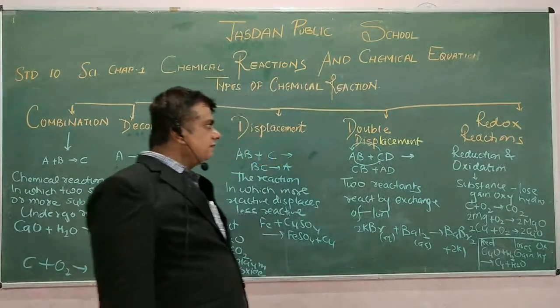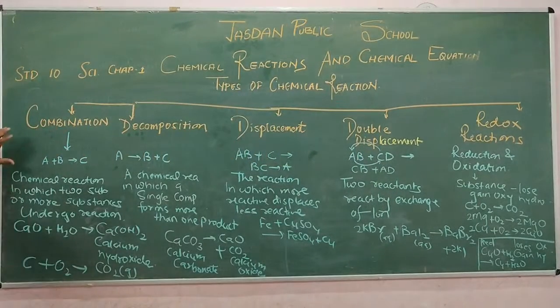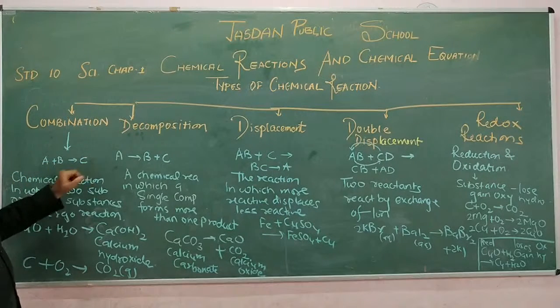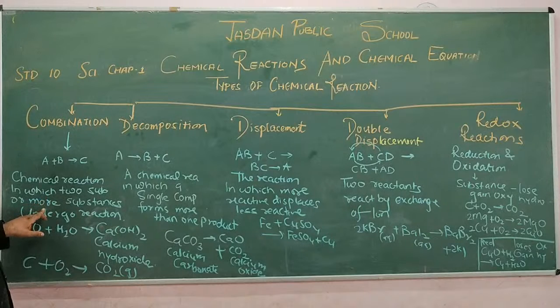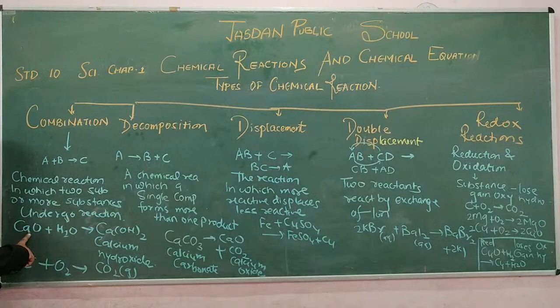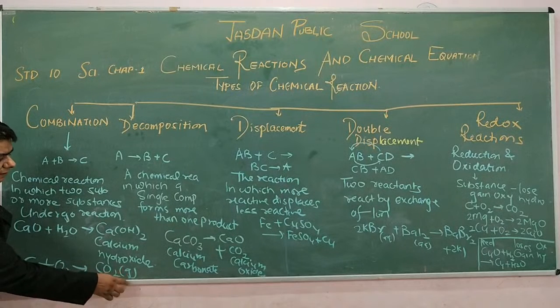Now, let us have a detailed clarification of that. Combination reaction: as the name suggests, it is a combination of two elements. Joining, okay, if you take two elements, you will get a new product. A chemical reaction in which two or more substances undergo a reaction is known as a combination reaction. CaO, calcium oxide, plus water gives calcium hydroxide. You can see that calcium oxide and water are getting combined to give calcium hydroxide. Another one: carbon plus oxygen are getting combined to give carbon dioxide, which is in the gaseous form.